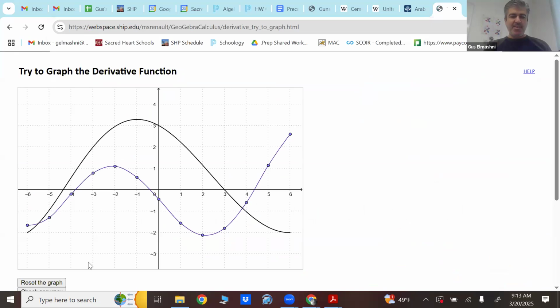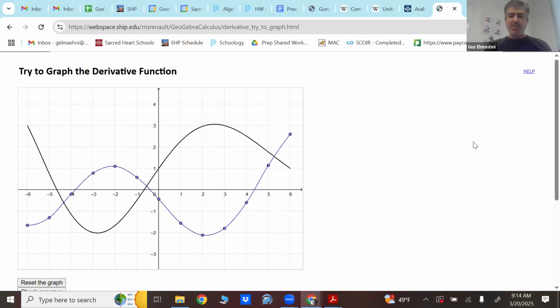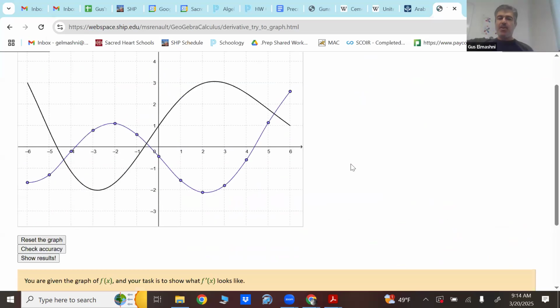Okay, so let's reset the graph. Here's what's happening. The curve that's dark, that's not blue, that doesn't have dots, that's the original graph, f of x. The dotted curve is f prime of x. My goal is to sketch a derivative, so you guys can help me out.